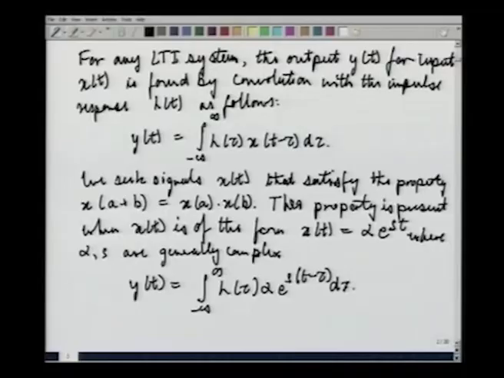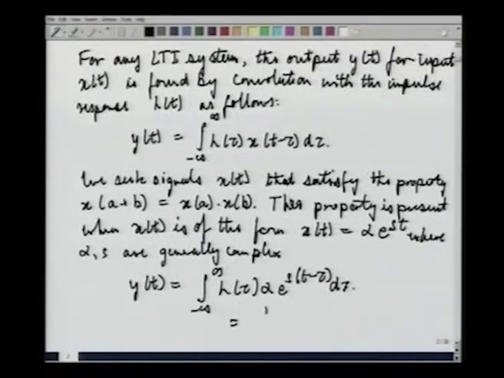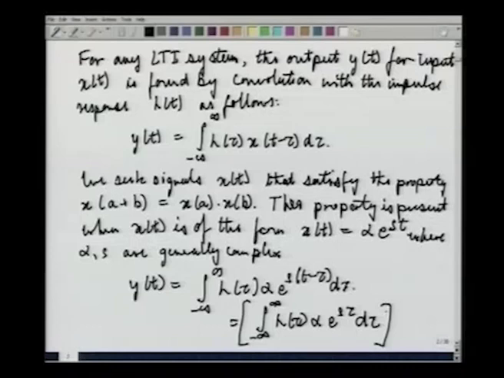Since it has the property that x of a plus b equals x a x b, being an exponential, this can be written as an integral from minus infinity to infinity of h tau alpha e to the s tau d tau, multiplied by e to the st. In fact, we could do better and keep alpha outside. Fine. So that this can be taken away from here, and we just write e to the power minus s tau d tau and write alpha e to the st outside.